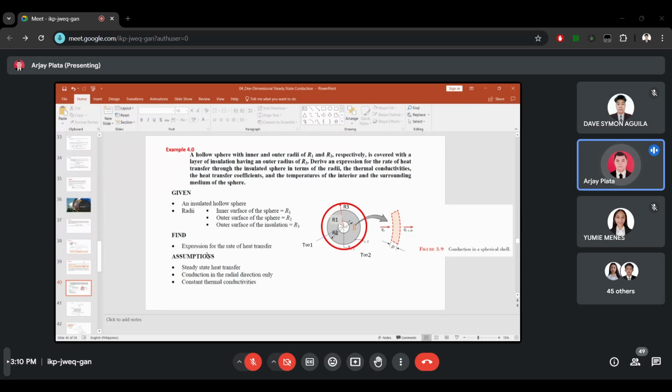So kindly solve this problem, and I will call somebody to share his solution on this class. So please be prepared. I will give you 5 minutes to solve this problem.